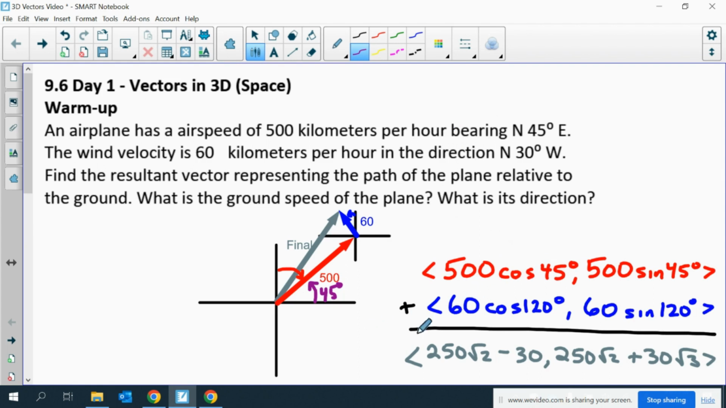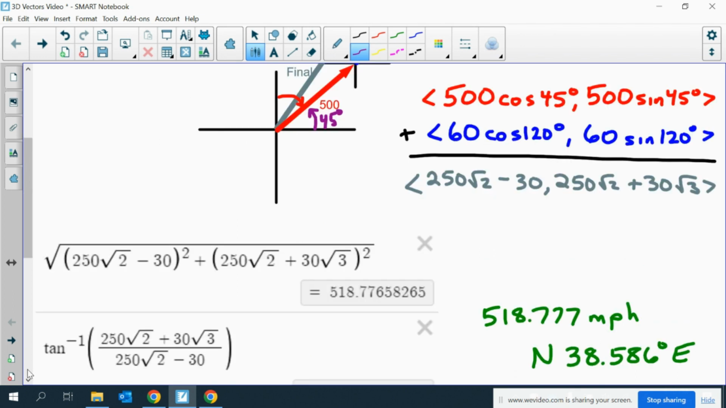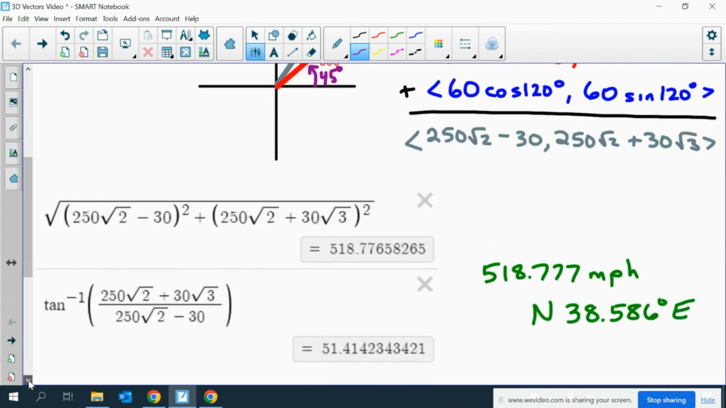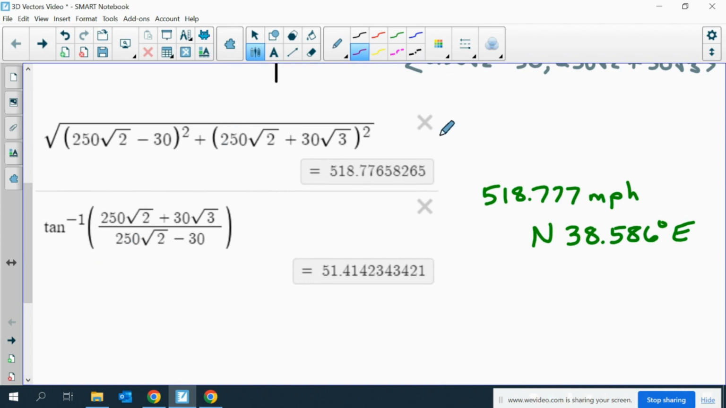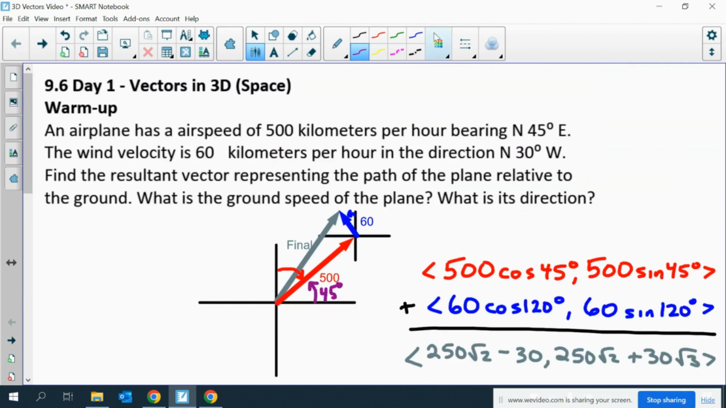So we add the vectors, and we end up getting 250 root 2 minus 30, 250 root 2 plus 30 root 3. Then we do all of these computations, and we end up with 518.777 kilometers an hour and north 38.586 degrees east, which, if you look at how this might play out, seems to make some sense.